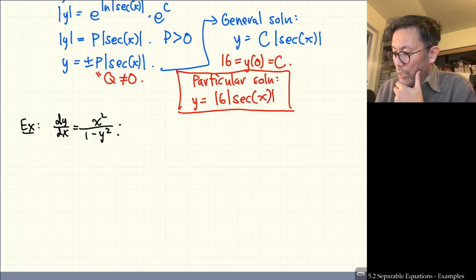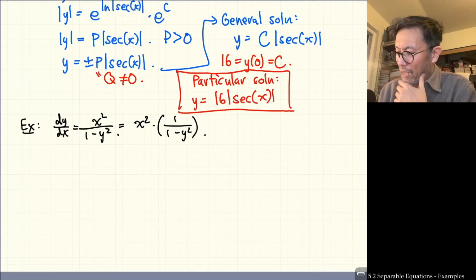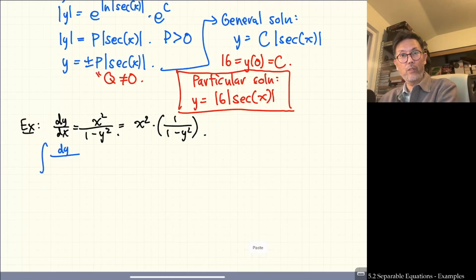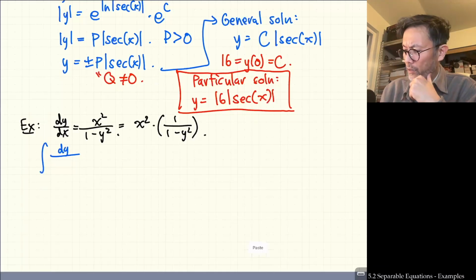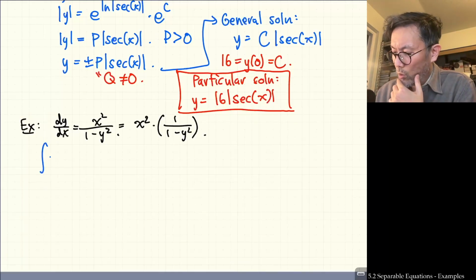Anyhow, this is a separable equation, right? Just to make that absolutely apparent to ourselves, I can rewrite this as x squared times 1 over 1 minus y squared, just by rules of fractions. So this is clearly separable, and I'm going to bring to bear the usual techniques. What I'm going to have is the integral of dy over, now the reciprocal, I divide both sides by 1 over 1 minus y squared. And what I get on the y side of the Berlin Wall is 1 minus y squared dy.